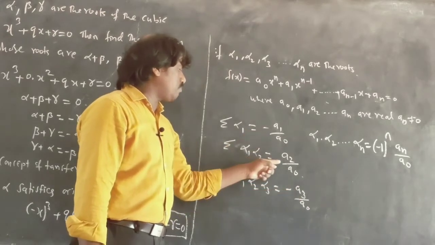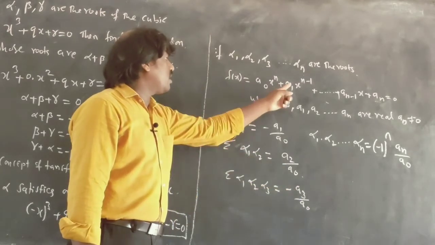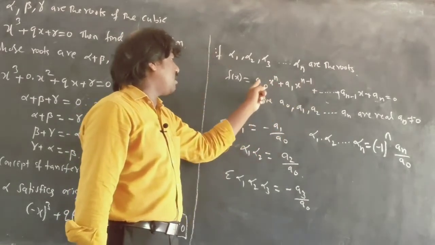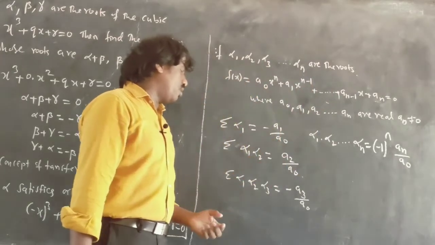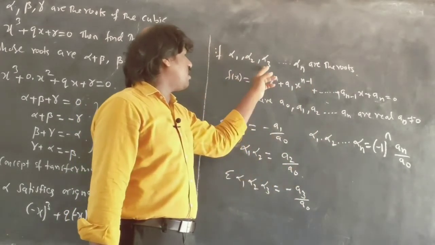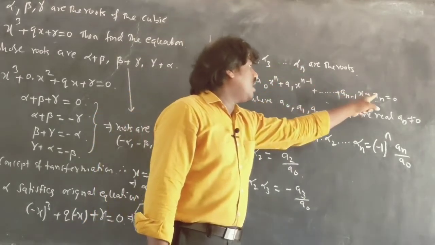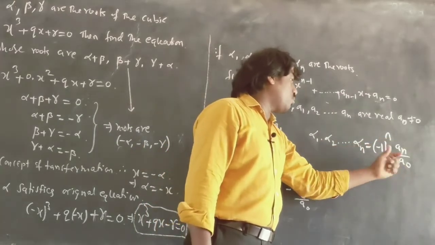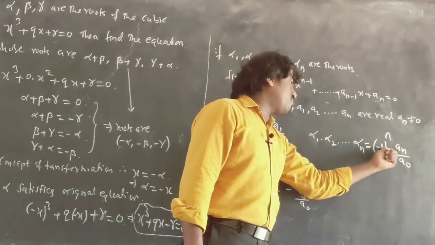See here, minus, plus, minus. What we do here: a1 by a0, next a2 by a0, next a3 by a0, likewise we will go on. Next, the product of the roots, alpha 1, alpha 2, and so on up to alpha n, is the last term divided by the first term, that is a n by a0, but remember this is times minus 1 power n.